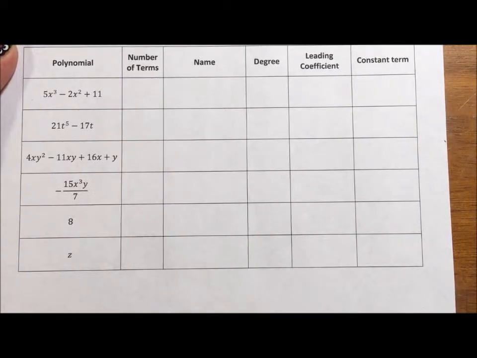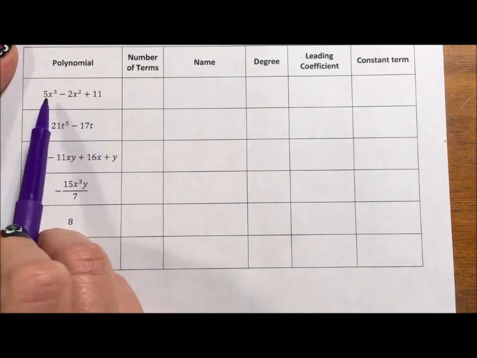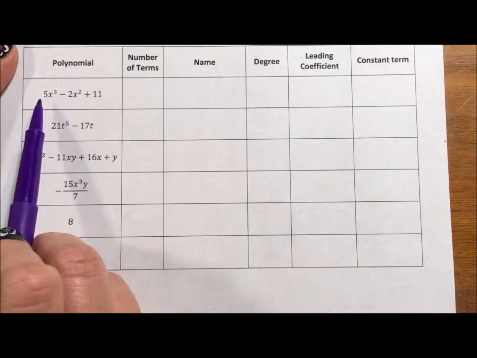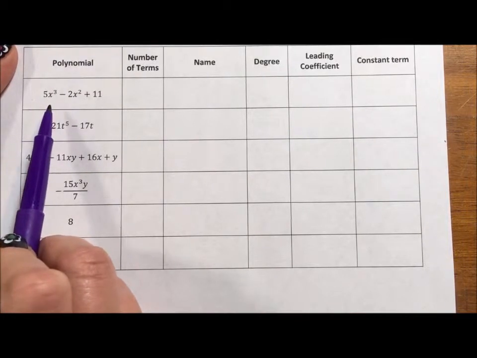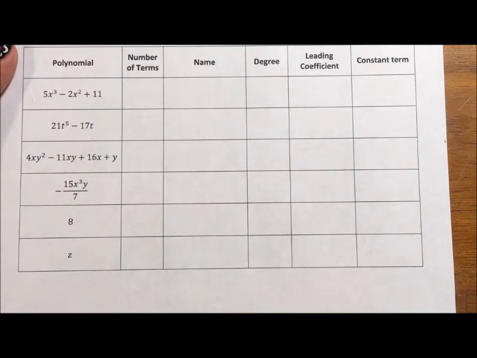Today I'm doing a series of videos on polynomials. To give you the basic definition, a polynomial is an expression whose exponents on the variables are all whole numbers: 0, 1, 2, 3, 4, 5. No decimals, no radicals, no negatives, no variables in the denominator.